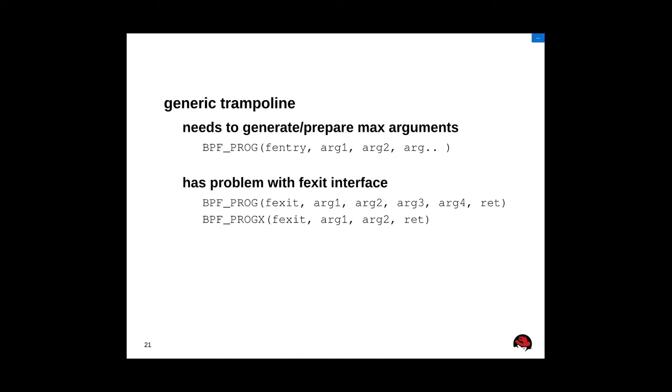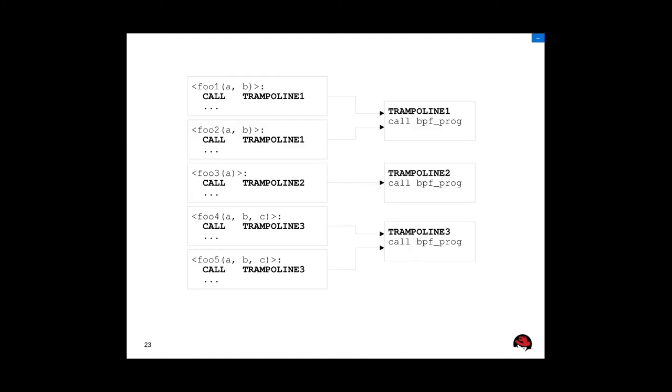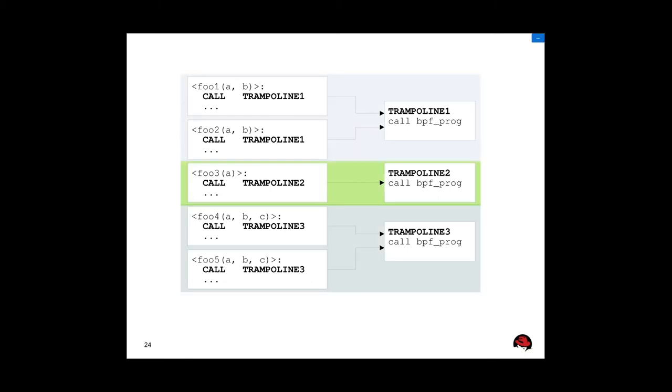This is what we did in the first two posts, but it added really a lot of complexity to generating the trampoline, so we decided that's not the way. And Alexei had the idea that we could group together the functions with the same number of arguments. So you have the set of functions that you want to attach, and you group them by the number of arguments, and for those groups you create separate trampolines.